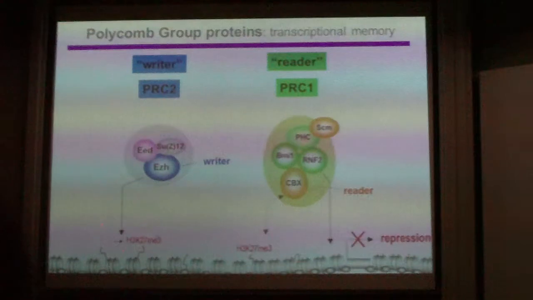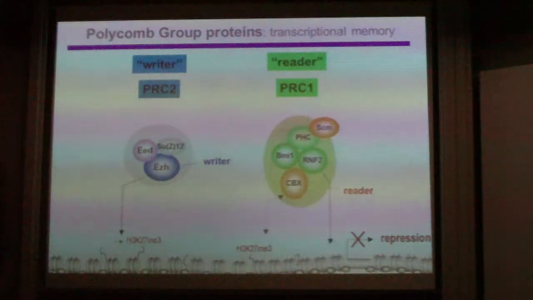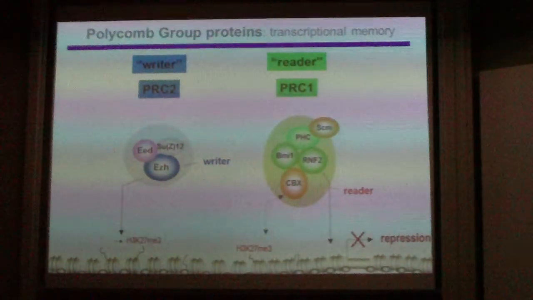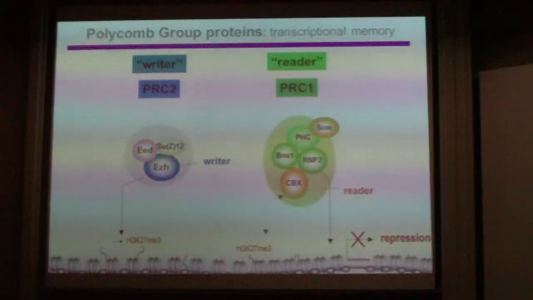So we have the PRC2 complex, which is involved in trimethylation of lysine 27 on the H3 tail, and there is the PRC1 complex, which can actually recognize its mark, bind it, and then keep chromatin in a closed configuration, and thereby cause gene repression.